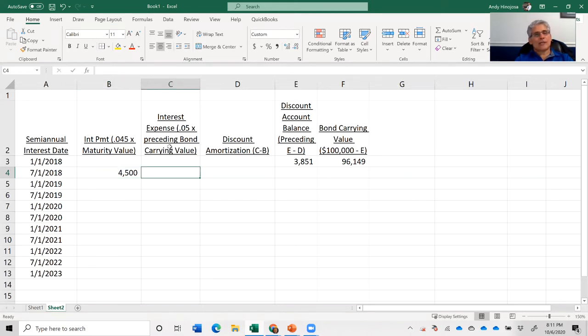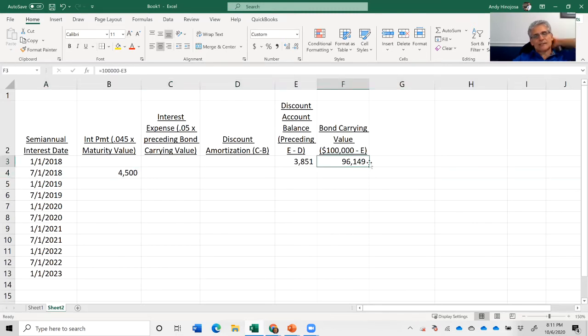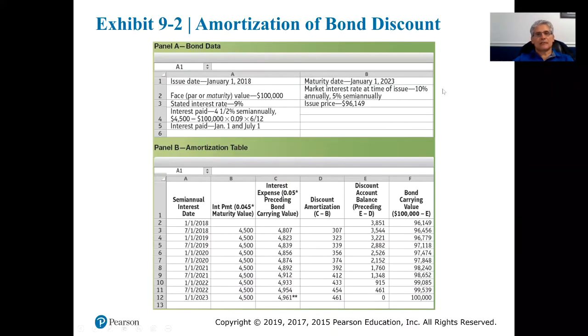The interest rate is going to change every period. The way we compute the interest expense is we take 0.05 and multiply it by the preceding bond carrying value. In this case, when we say the preceding, we're going to look at the previous row. It's 96,149. And the reason why we're multiplying it by 0.05 is we look at the instructions. It tells us that the market interest rate was 10%.